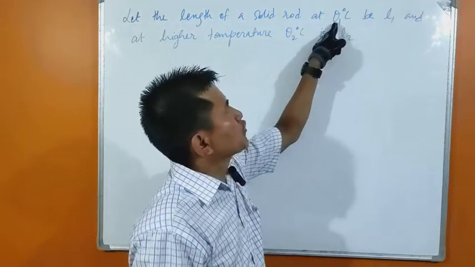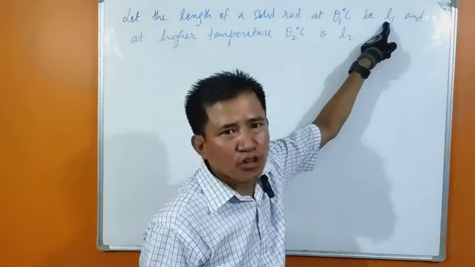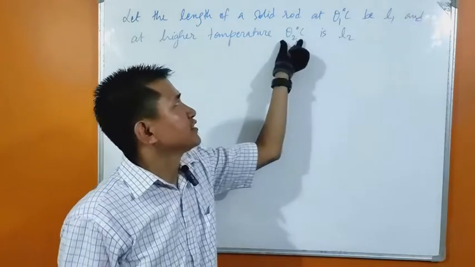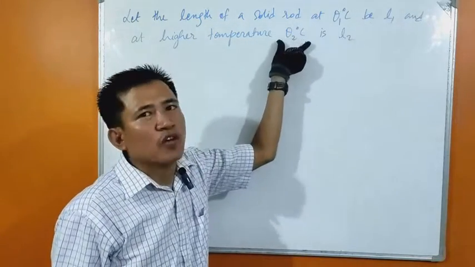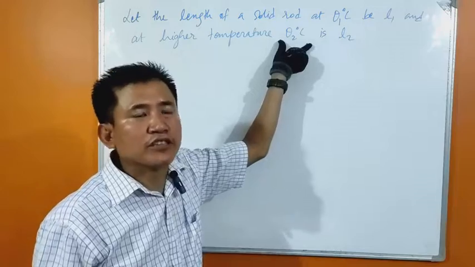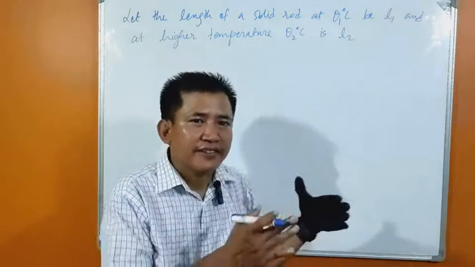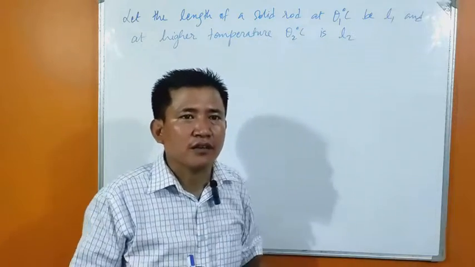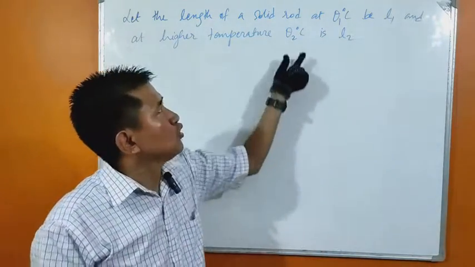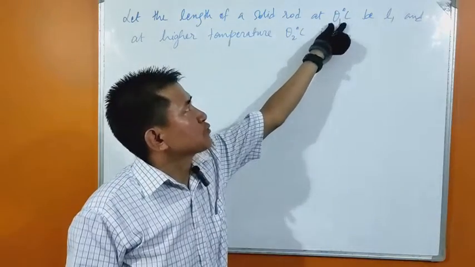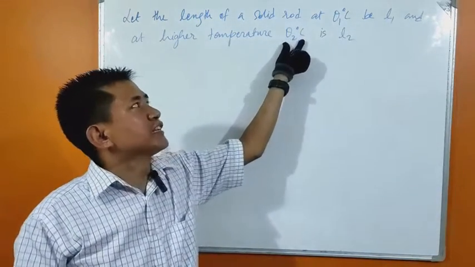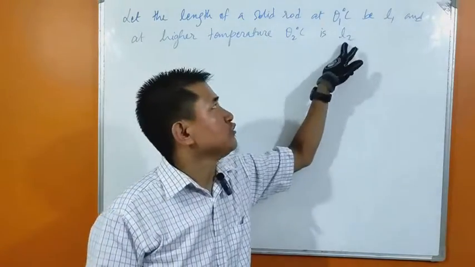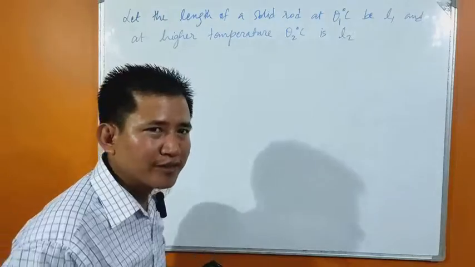When the temperature was theta 1 degree Celsius, the length of the rod was L1, and when you increase the temperature to theta 2 degree Celsius, obviously the length of the rod will increase, because thermal expansion occurs. So when the temperature rises from theta 1 degree Celsius to theta 2 degree Celsius, the length increases to L2. Okay, new length is L2.